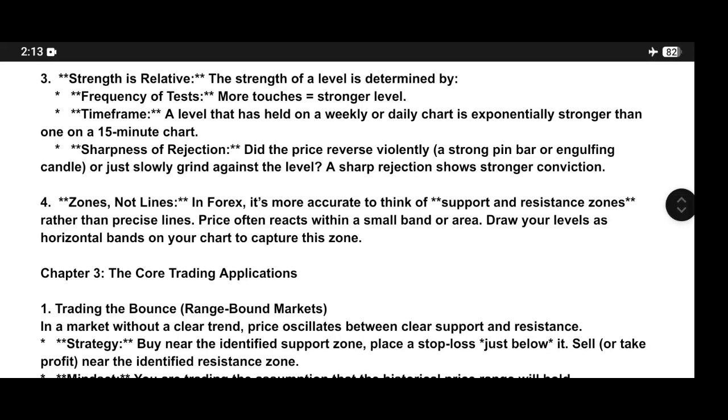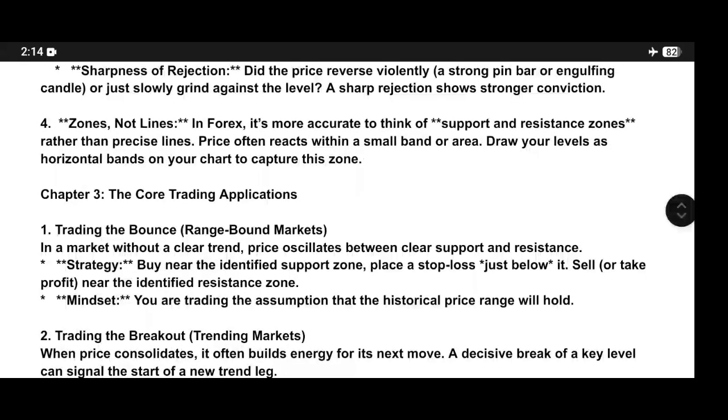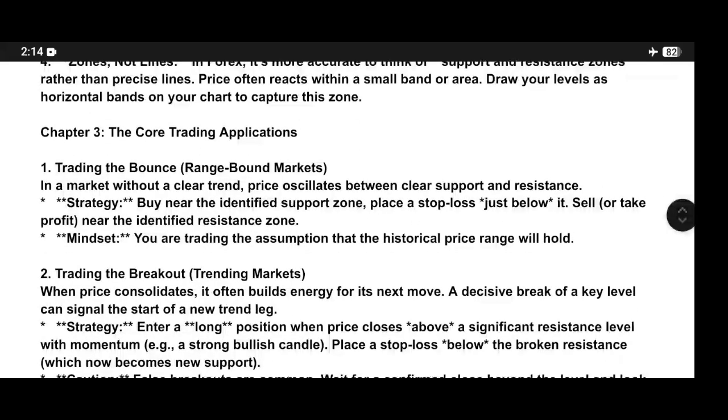Number 3, or chapter 3, they call trading application. Number 1 is trading the bounce or range-bound markets. In a market without a clear trend, price oscillates between the clear support and resistance.